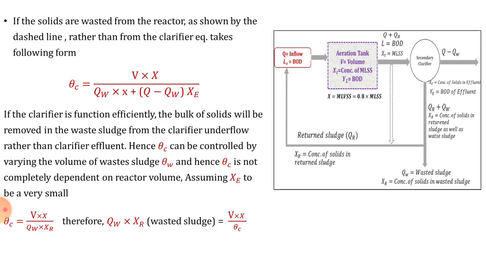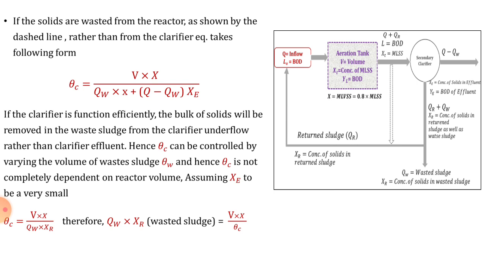Further, if the solids are wasted from the reactor as shown by the dashed line rather than from the clarifier, what does it mean? Suppose the wasted sludge is directly carried out from the aeration tank and not from the secondary clarifier, then the formula will change slightly. In that case, the formula will be theta C is equal to V into XT divided by [QW into X plus (Q minus QW) into XE].